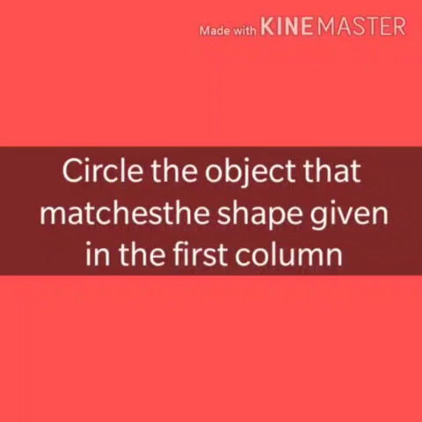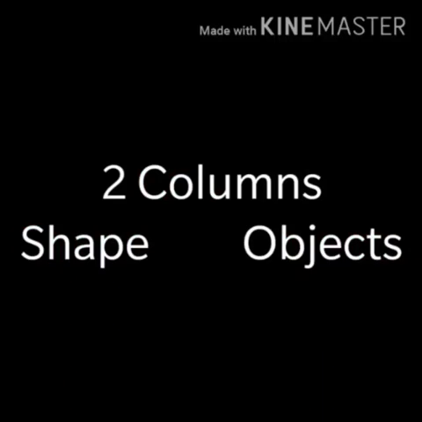So to understand this concept, let us do a few exercises that are given in your textbook. You can open your textbook to page number 22 to see the first exercise. It says, circle the object that matches the shape given in the first column. There are two columns given. In the first column there is a particular shape given, and in the second column there are some options given. So let us do the first one. In the first column you can see the shape is a circular shape, isn't it? Now let us see the options that are given.